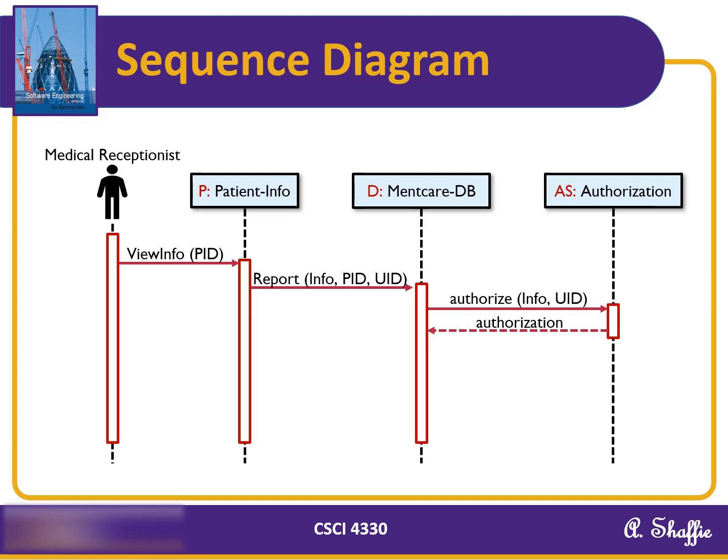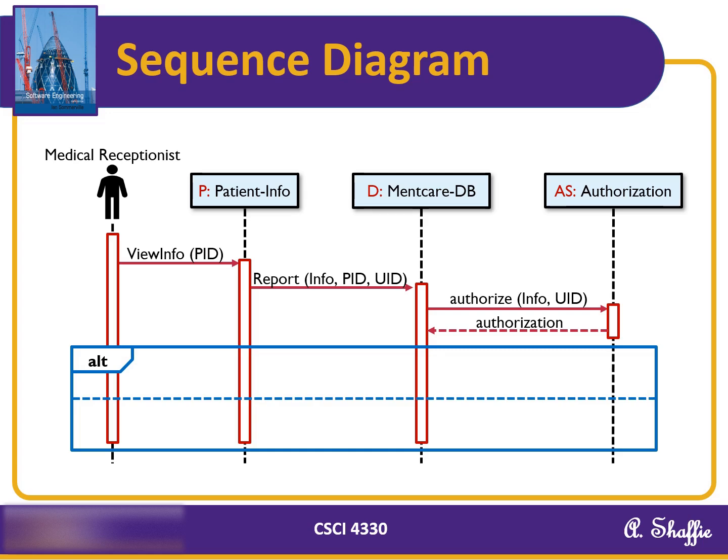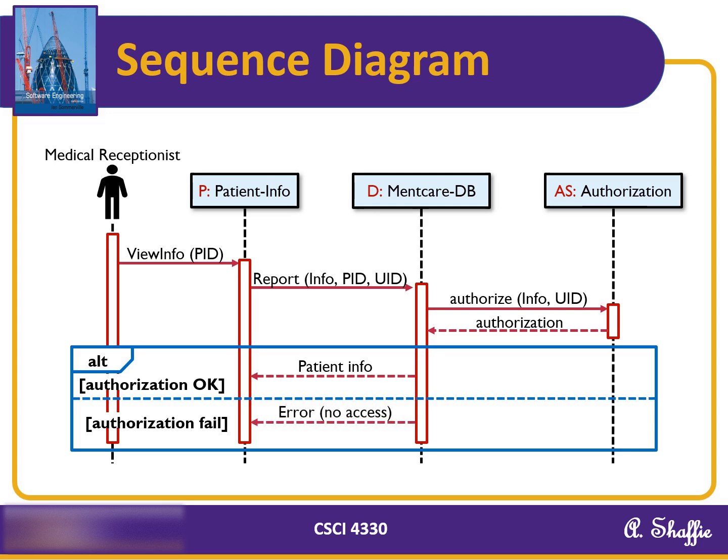Now we have alternatives, which are denoted by an alt box with conditions in brackets and different interaction options divided by a dotted line. So we have here two options, authorization OK or authorization fails, and we'll have different returns. If the authorization is OK, it will return the patient information. If not, it will return an error showing no access to this information.